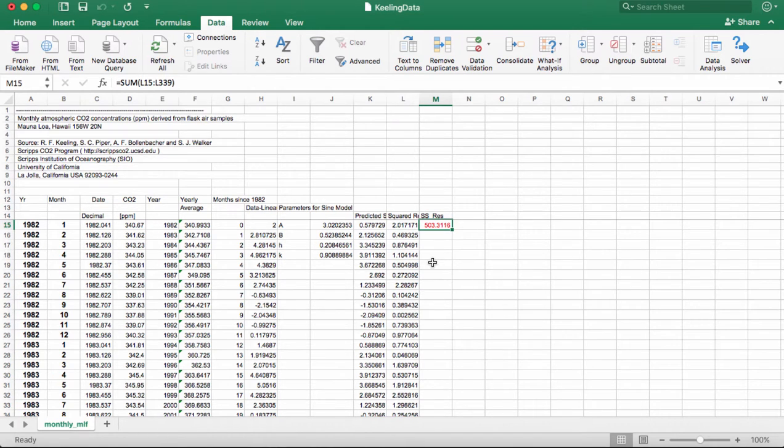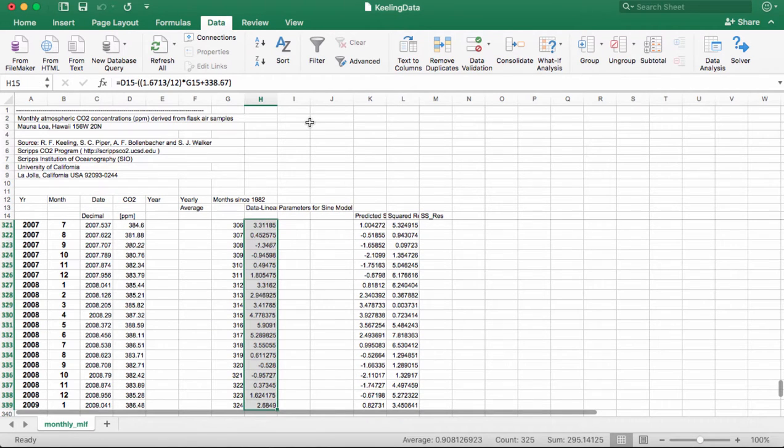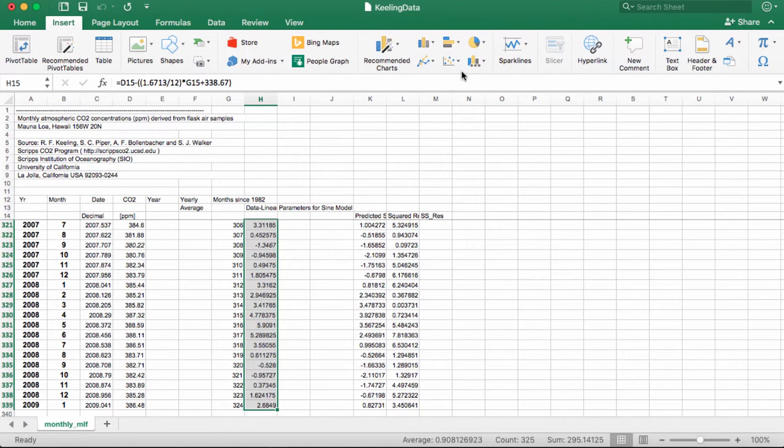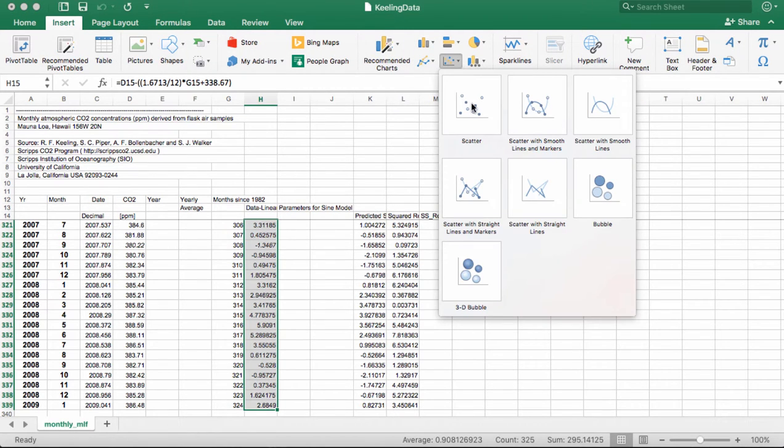Our amplitude looks to be about 3. Our value of b is 0.5, which should be right about 2π over 12. h was ever so slightly a right shift, which seems reasonable based on that scatter plot that we saw. And then our midline is about 0.9088. So let's now graph our actual data and then add to it the fitted data and just see how that all looks. So we'll do a scatter.